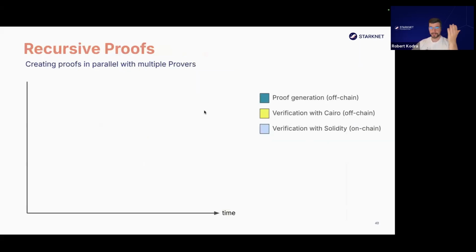So let's analyze the recursive proofs. We'll try to create a proof in parallel with multiple provers, right? We generate the proof with multiple provers. So initially here on the right, we have the legend.